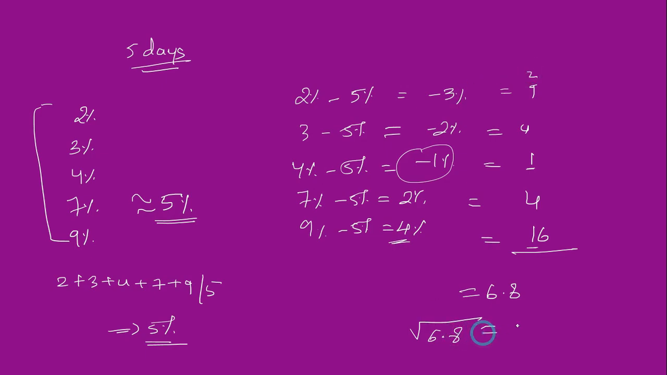Since I have squared, I'll just square root again because last time I did a square, right? Now to get the true value I have to take the square root. So if I do that, the value comes to 2.6. Now 2.6 is a standard deviation.